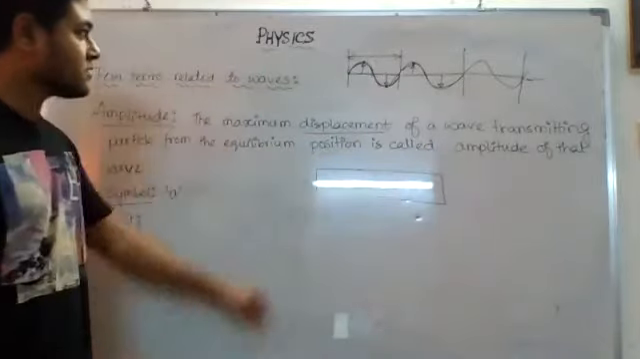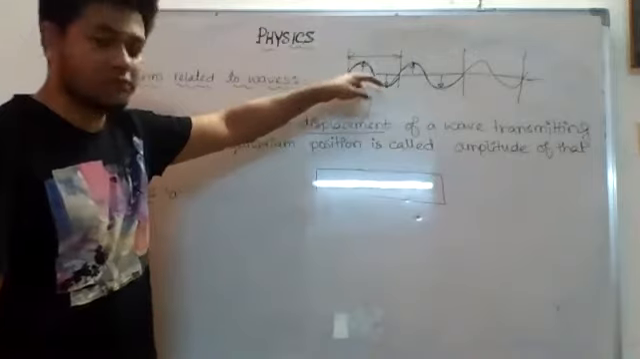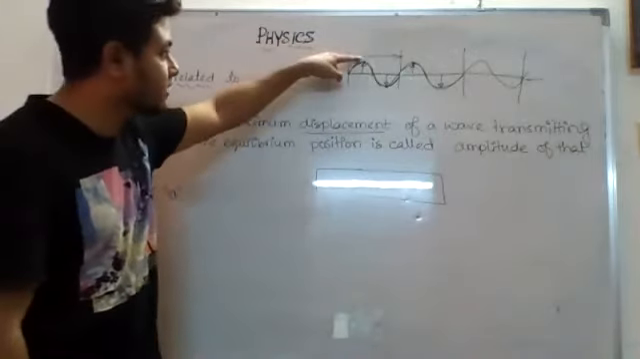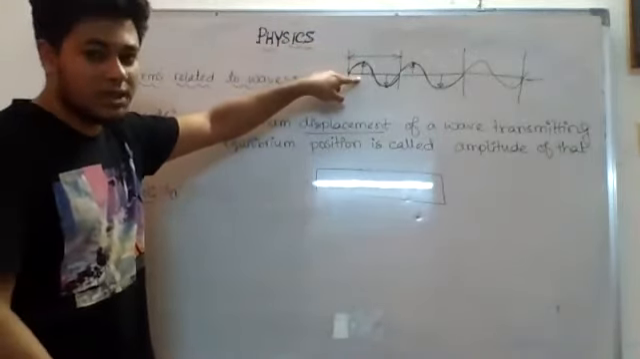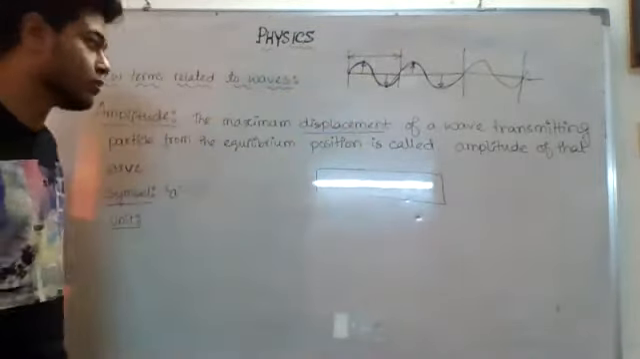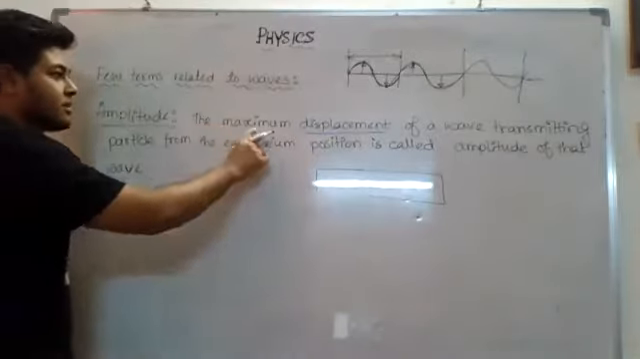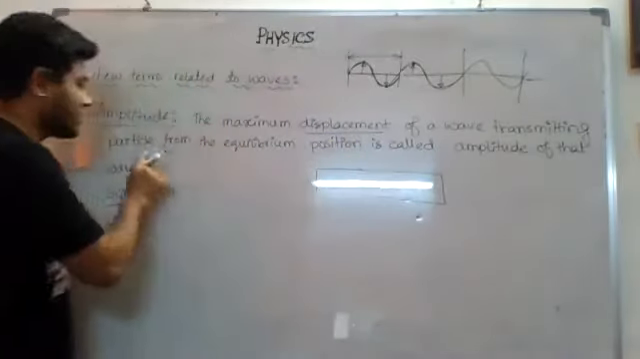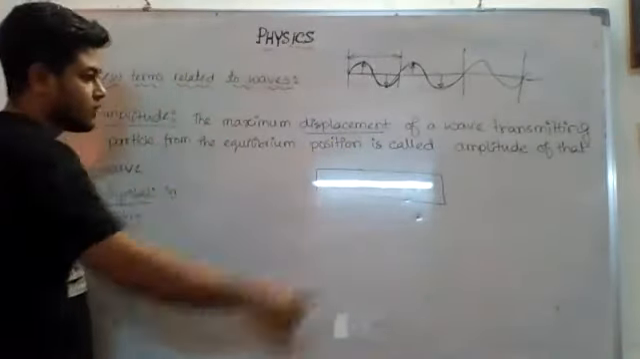Okay, so the distance of crest and trough, we can say this also. The distance of the crest from the equilibrium position is amplitude, or the distance of the trough from the equilibrium position, that is also called amplitude. So the maximum displacement of a wave transmitting particle from the equilibrium position is called amplitude.